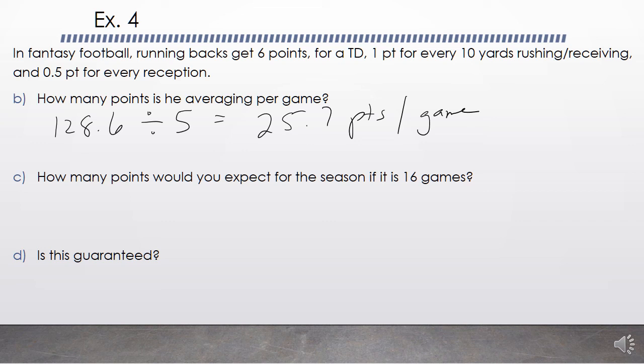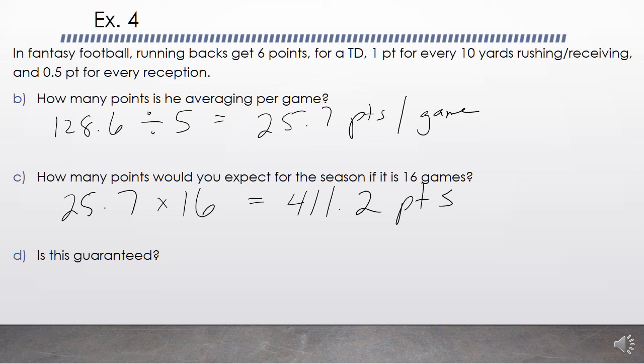There's a couple ways to do this, but the easiest way, in my opinion, once we've calculated his points per game, this is how many he's getting per game, and the season's 16 games, multiply that by 16. And you should get 411.2 points.